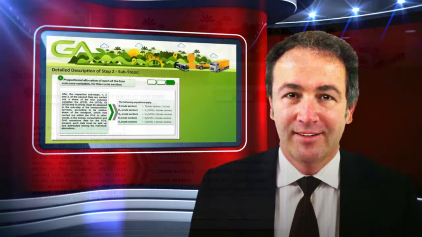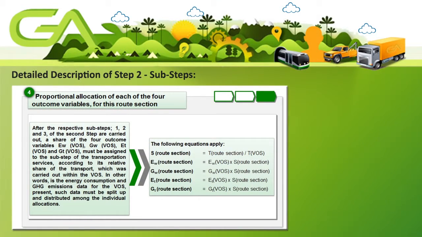This allocation is, in particular, meant to ensure that the result variable proportions relate to their shares of the transport carried out within a VOS transportation. Now we have the energy consumption data and the data of GHG emissions for the VOS, then we have this allocation mentioned on the individual programs. Let us therefore follow the terms.